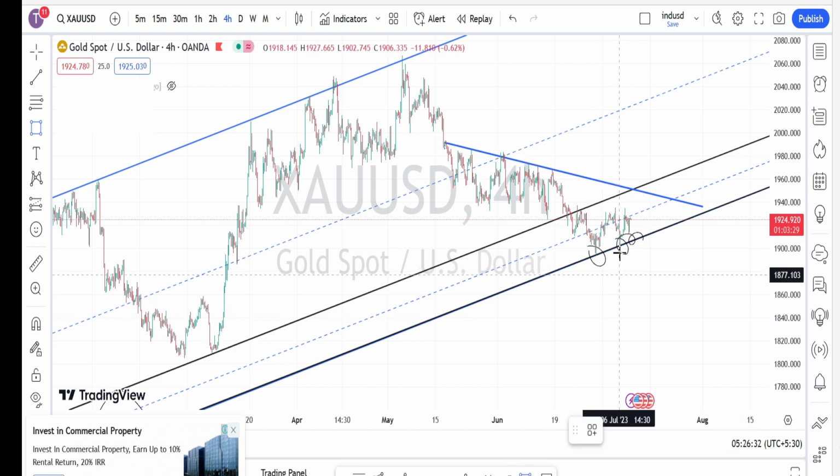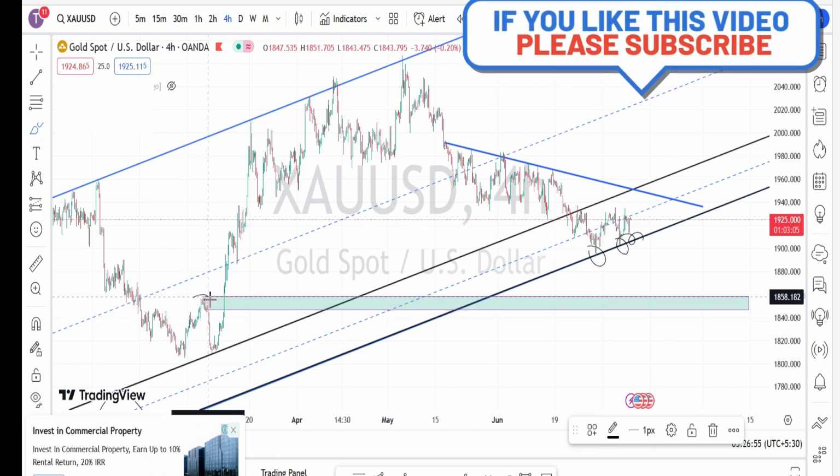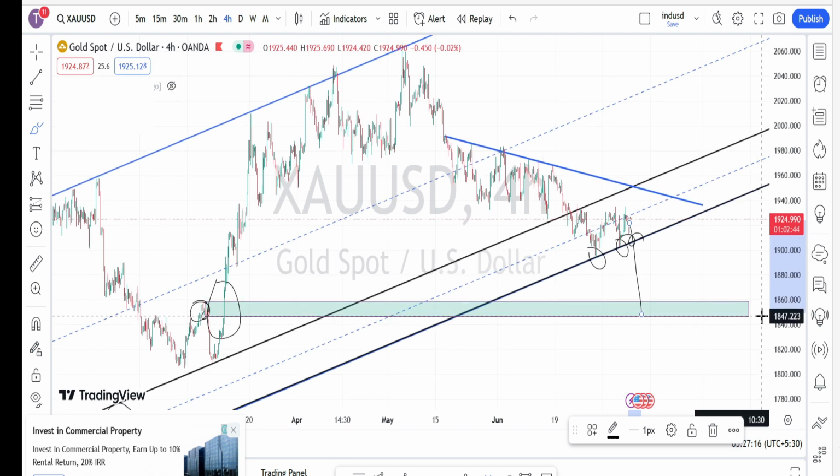So if the price action breaks this support level, we can expect it to retrace to this support zone, which had acted as a neck level of the double bottom pattern. And here also we have noticed the price to move very fast, so price can take support around this area, which is going to be around 1860 to 1850 or 40. So this is going to be the next support zone.